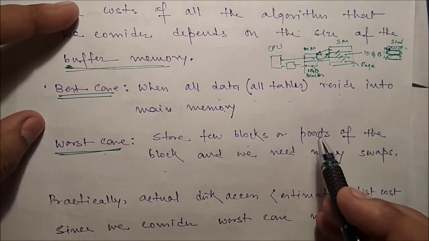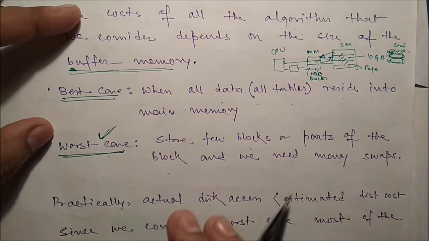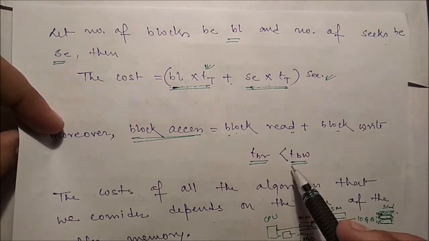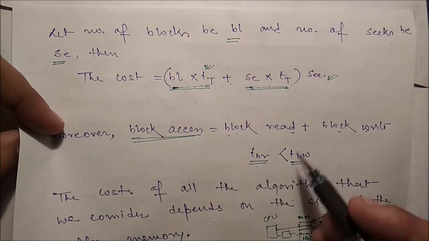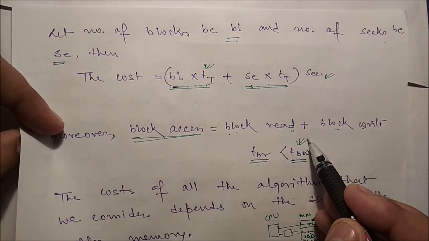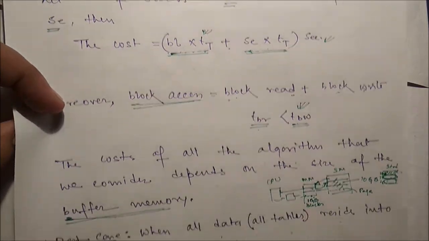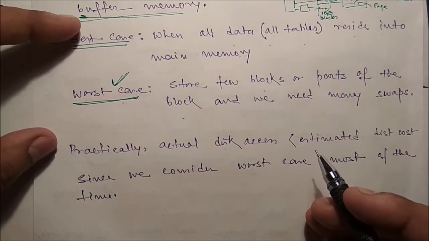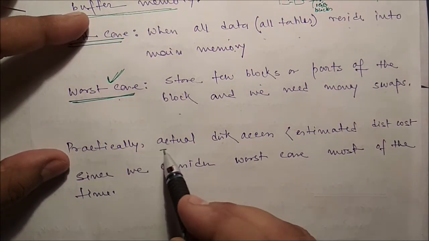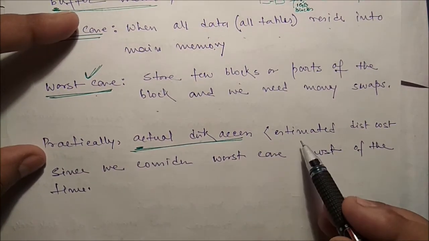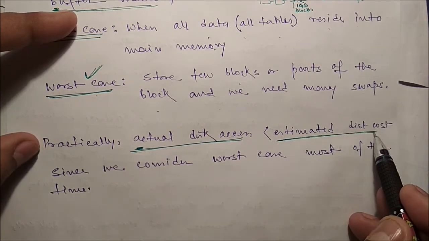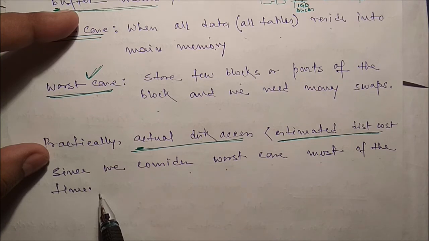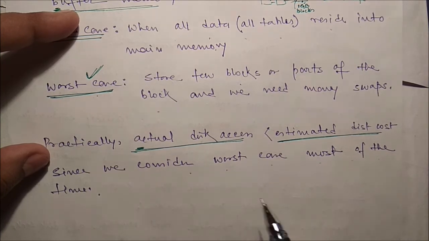But in most cases we consider the worst case. Here block reads and block writes are both there, and block writes are higher than block reads, so generally we consider this particular time. Every time we calculate, we consider only the worst case, the maximum. Hence the actual disk access time is much lower than the estimated disk cost, since we consider the worst case most of the time. Are you getting this one?